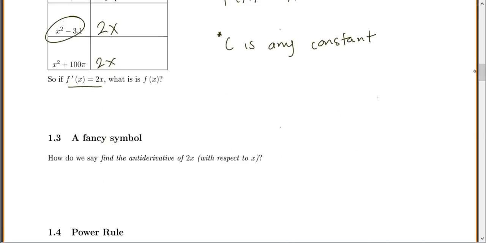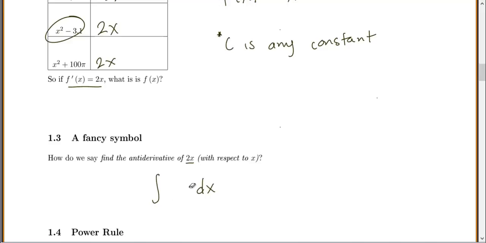Now we also have kind of a fancy symbol that we'll use. So how would we say that we want to find the antiderivative of, say, 2x with respect to x? This is called the integral sign. It's kind of like a really big, skinny s. Well, we want to take the antiderivative of 2x, but I need to tell someone what my variable is that I'm interested in. So I'll put this dx.